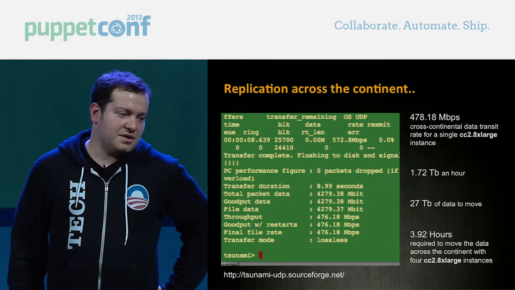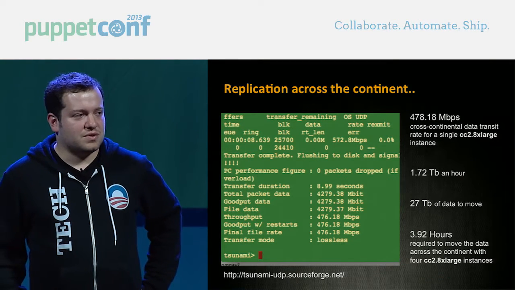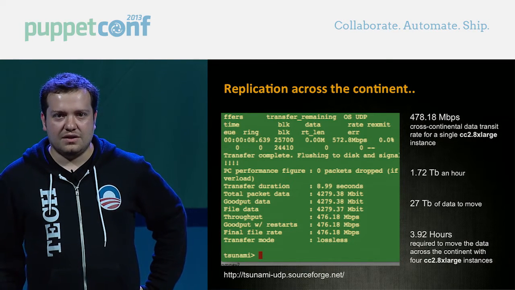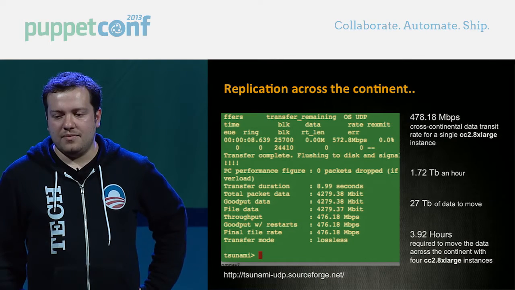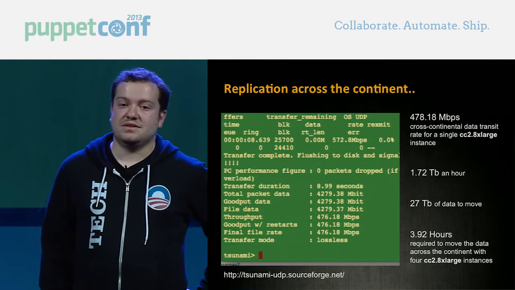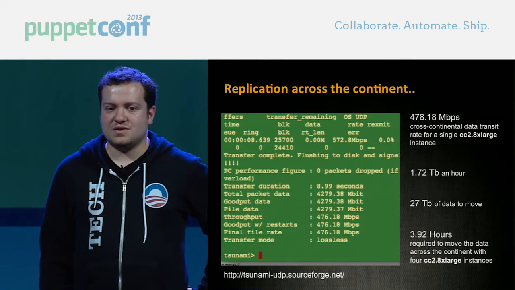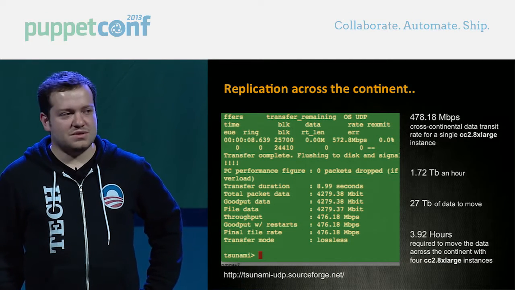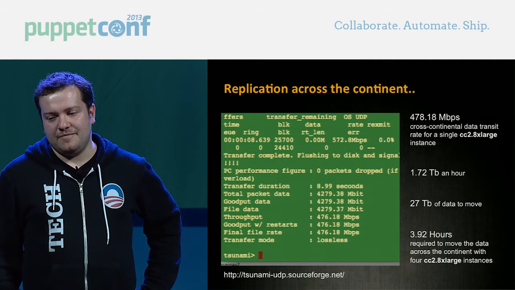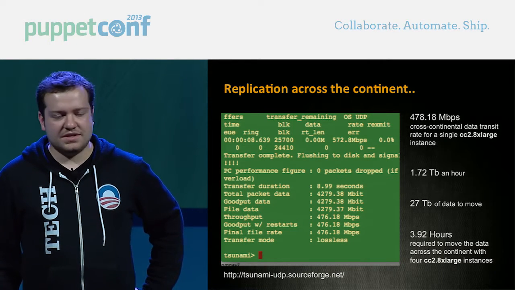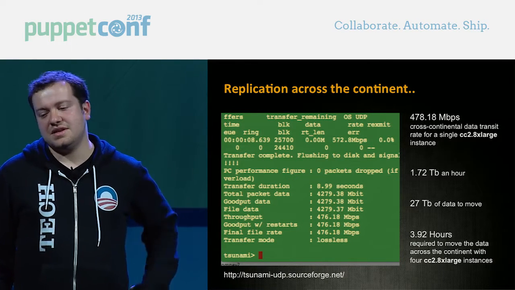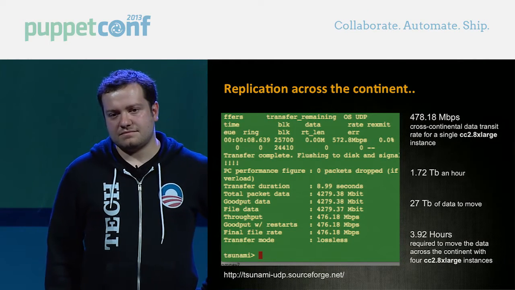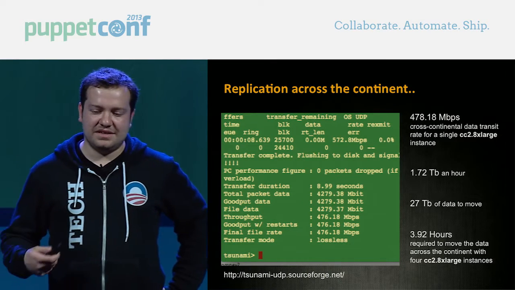We found the challenge was really recreating your auto-scale groups and security groups and all that stuff in another region is pretty easy. The challenge was copying the data. For one of our databases, we had 27 terabytes of data, and we had to get that from the East Coast to the West Coast. So we used Tsunami UDP, and we had it on 4 CC2 8XL instances, and it took us only about 3.92 hours to move that. So that was fast, and that was a lot of fun.